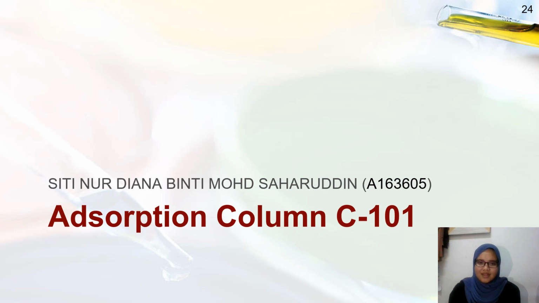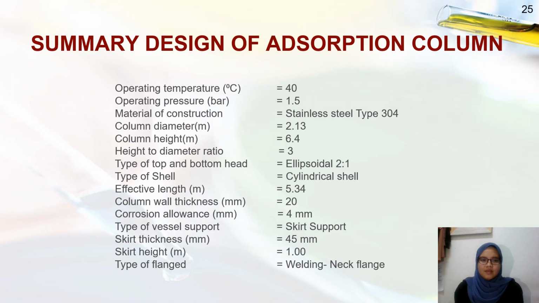I am Siti Nordiana and I will explain the detailed and mechanical design of the absorption column. Basically, this is the block diagram of the absorption column, which consists of 2 inlets and 2 outlets. In our plant, 2 similar absorption columns will be installed to operate alternately, to ensure the continuous process during maintenance.